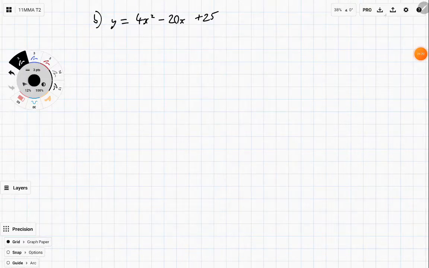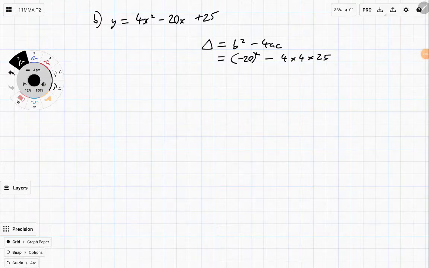Alrighty. So before we use the full formula, let's just check the discriminant. B squared take 4ac. Now b squared in this case is minus 20 squared minus 4 times 25. Minus 20 squared is 400. 4 times 25 is 100. 100 times 4 is 400.